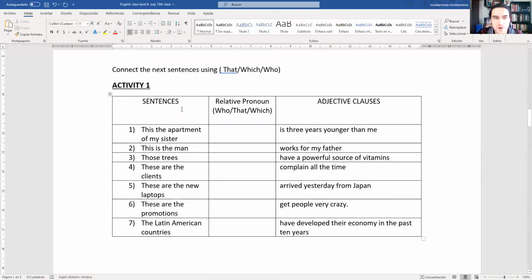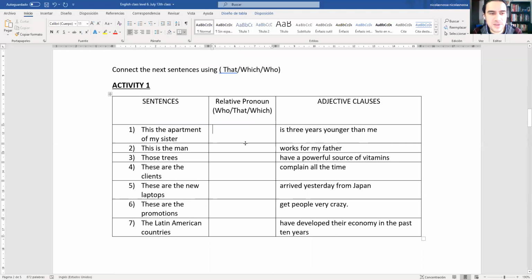Okay, activity number one, let's practice activity number one. So I have the sentence here, sentence number one, okay? This is the apartment of my sister. And here I have the second sentence, the adjective clause. So you have to put here what is the correct relative pronoun to connect the two sentences, okay?